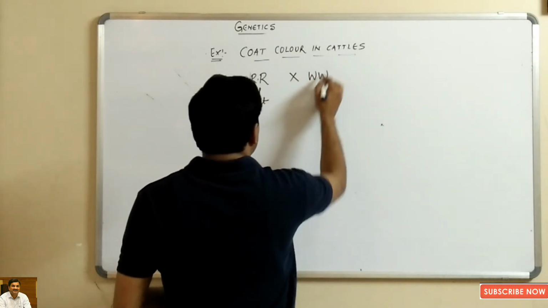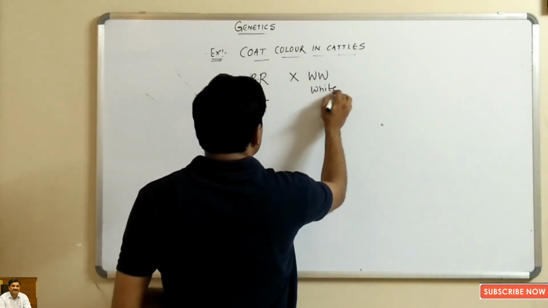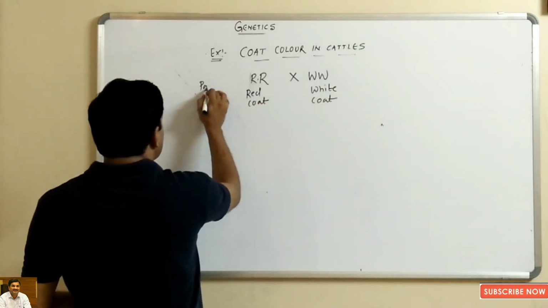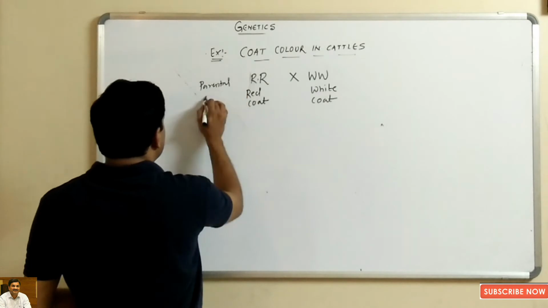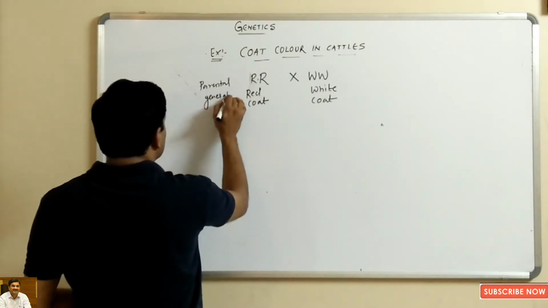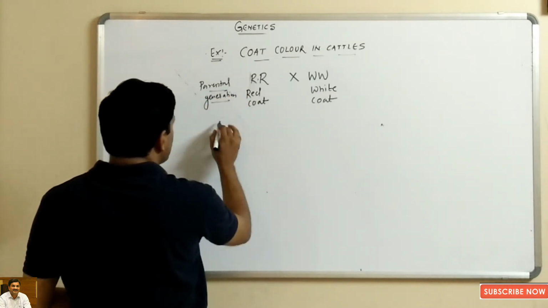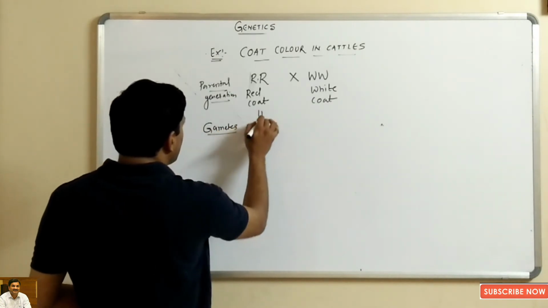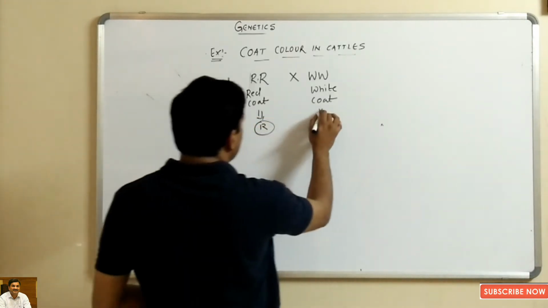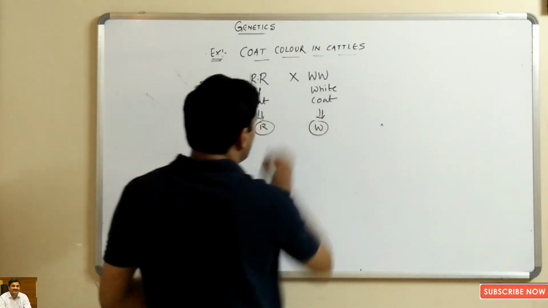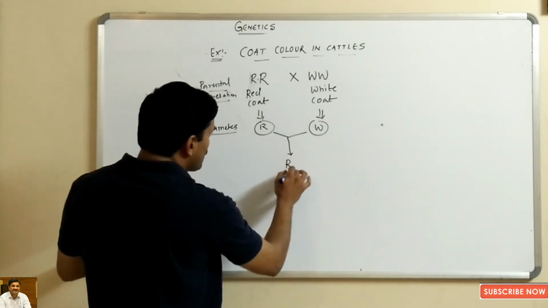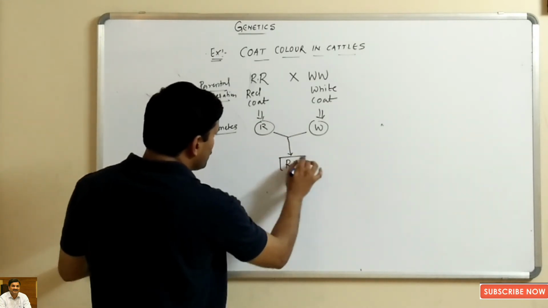This is for the white coat. This is the parental generation. Then what will be forming? Gametes will be forming. So gametes will be capital R, gametes will be capital W. Now see here, the F1 generation will be having RW.